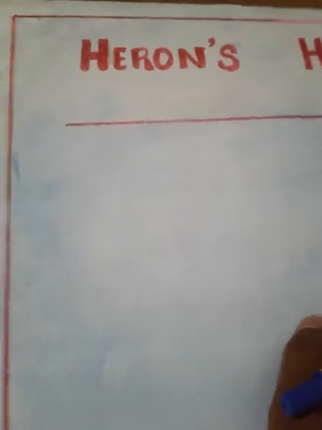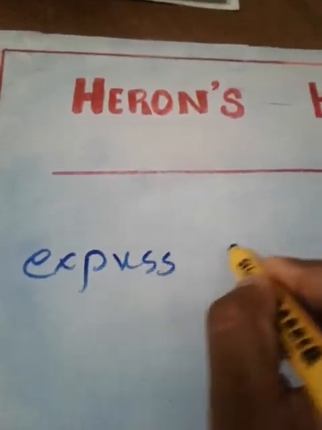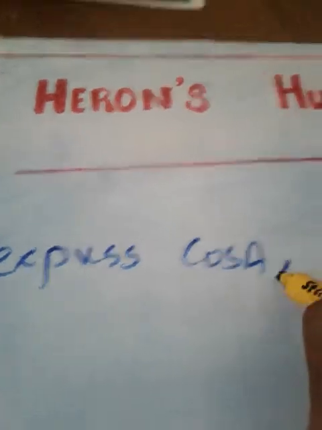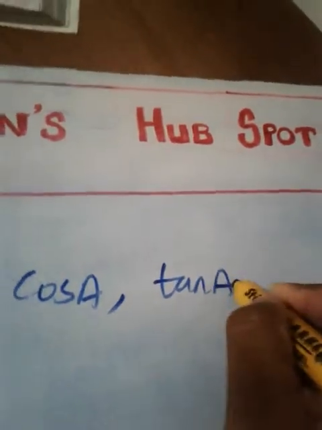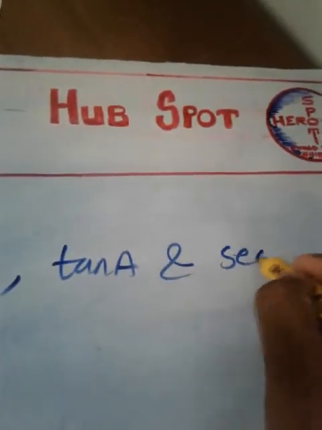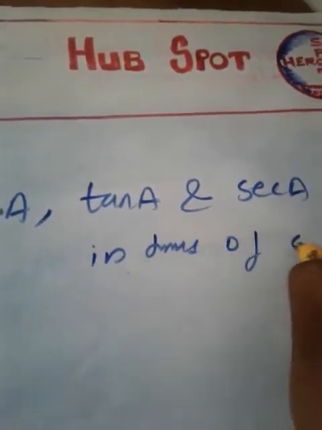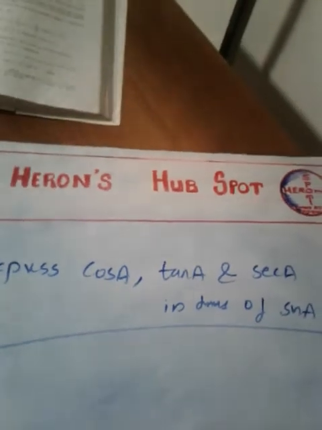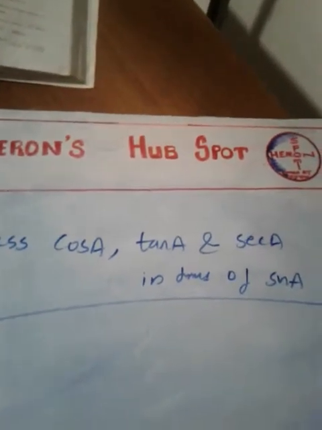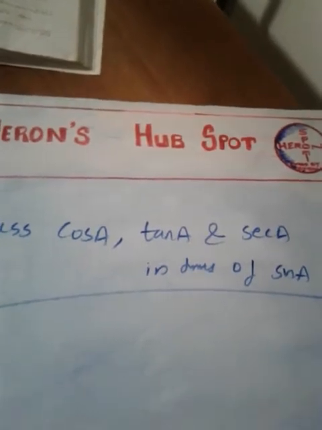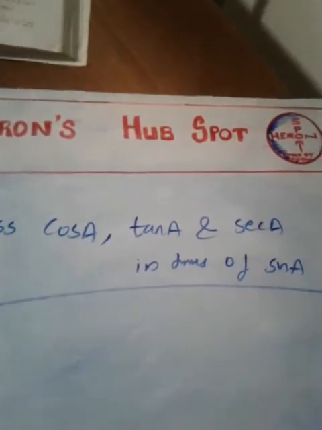Next is an important question. Let me choose that question from your textbook, that is your example 12. The question is: express cos A, tan A and sec A in terms of sin A. This is the question. Express cos A, tan A and sec A in terms of sin A.